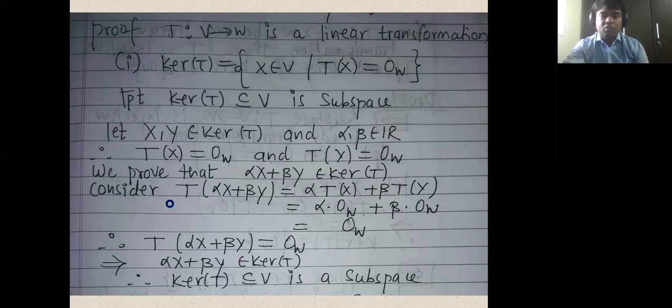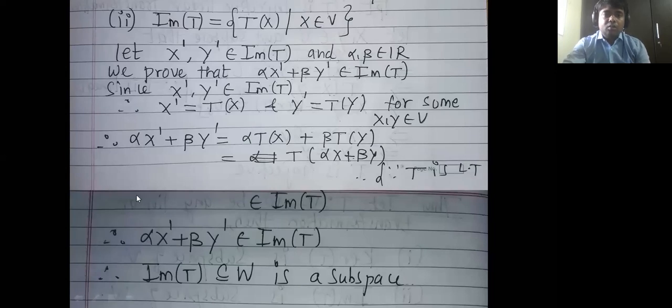Next we'll prove the image is also a subspace. So image T, the definition is T of x such that x belongs to the domain V. So as usual, again we will apply definition number 3 to prove it is a subspace. We'll take two vectors inside the image. So I have purposefully written x dash and y dash belong to image T, and two scalars alpha and beta. What we will prove is that alpha times x dash plus beta times y dash, this linear combination, also belongs to the image T.